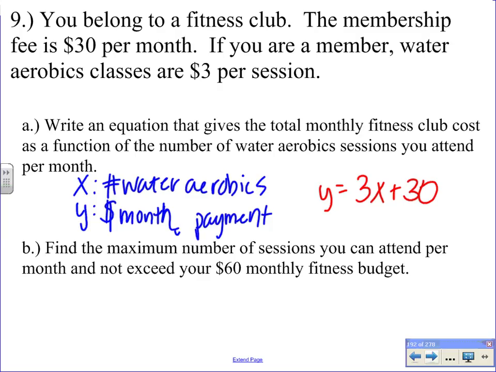Okay. So find the maximum number of sessions you can attend per month and not exceed your $60 monthly fitness budget. Drew. 10 sessions. Okay, but how did you get that? Tell me what you did. I subtracted 30 from 60. So what did you plug in 60 for in this equation? Y. Right, so 60 equals 3x plus 30.